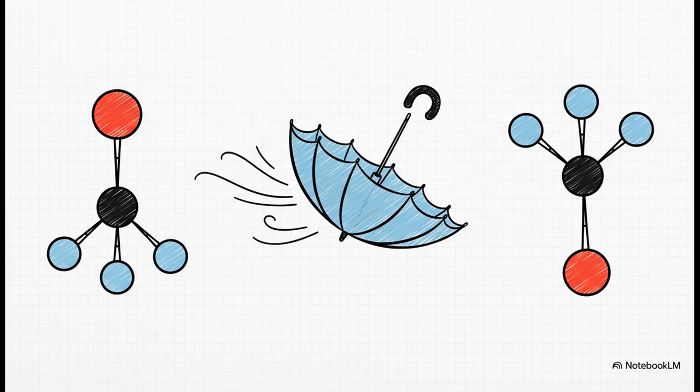And that backside attack we just talked about, it has an absolutely amazing consequence. It's called Walden inversion. What happens is the entire 3D shape of the molecule literally flips inside out. The best way to picture it is to think of an umbrella on a windy day. You know how a strong gust can just pop it inside out? That's exactly what happens to the molecule. It's this beautiful, totally predictable piece of molecular gymnastics.